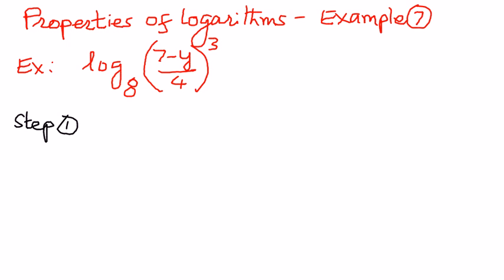We will recall the power rule. And what is the power rule telling us? The power rule is telling us that if we have log of x to the power of n to the base b, we can write this as n log x to the base b, right? The n, the exponent, has come to the front of the equation. So now we can apply that to the given expression here.